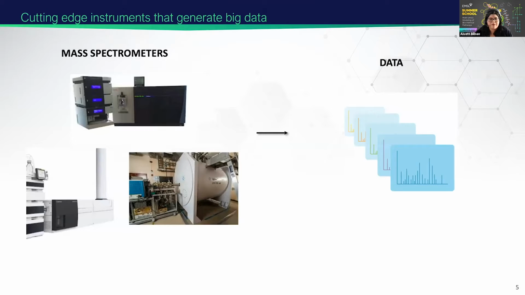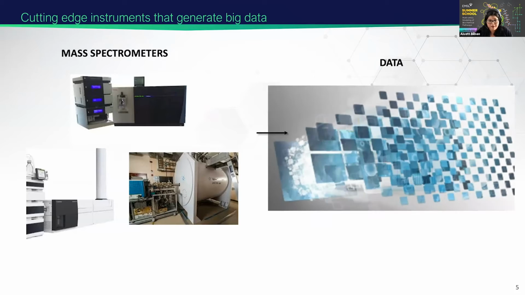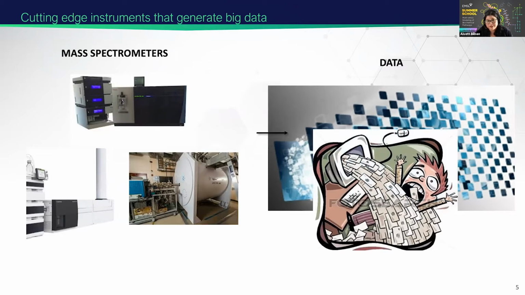At EMSL, we have different cutting-edge mass spectrometry instruments that generate a lot of data. Many terabytes of data that are impossible to analyze manually. And this is why we care about developing and using automated software tools, and these are necessary.